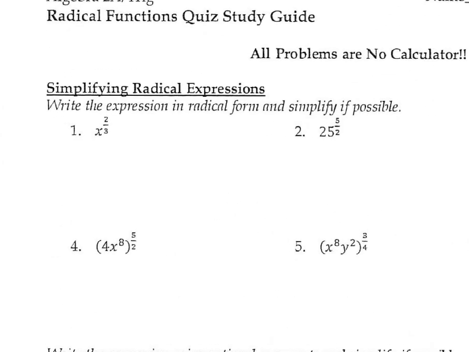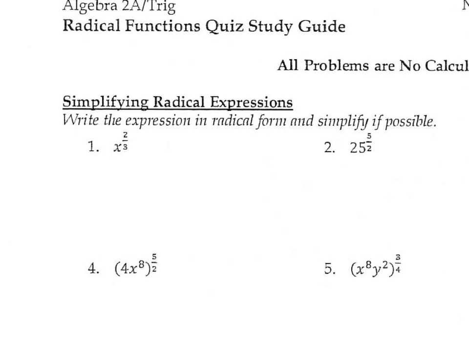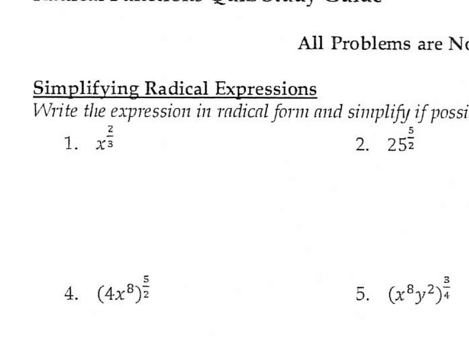So let's jump in. On this first section, what they want us to do is to first rewrite this expression in radical form and then simplify. So it will happen where we'll have two different answers in some cases. We want to rewrite in radical form, and for number one, that'll be the cubed root of x squared. Now in this case, because the index is larger than the exponent, we're done. This is our final simplified answer.